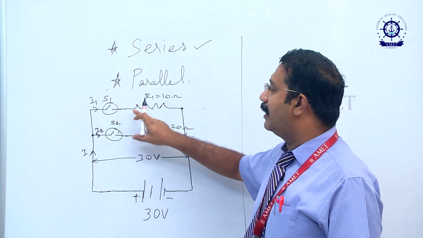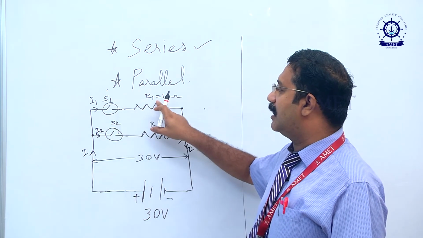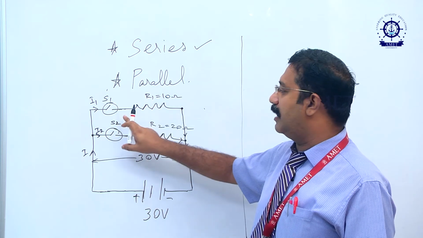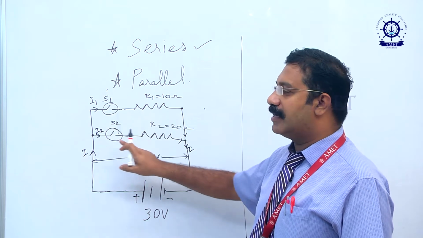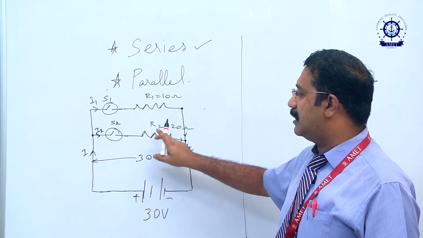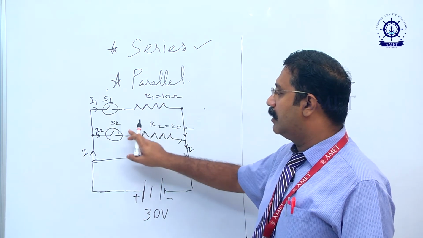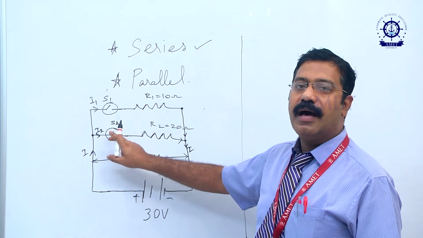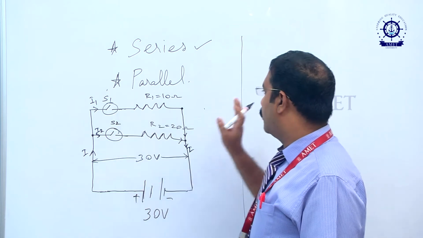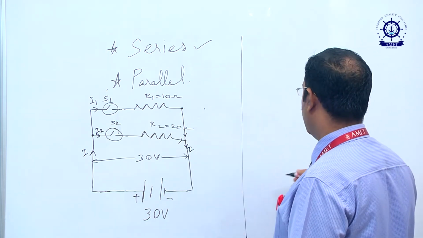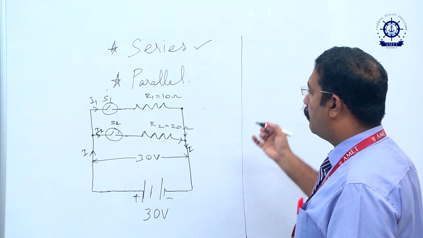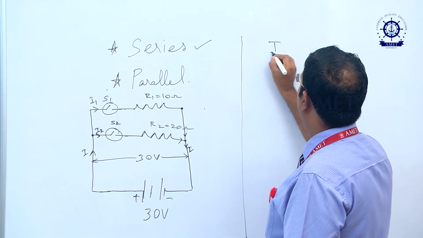If you have an ammeter connected in series with the load R1, then it will be measuring the I1 current. If you have an ammeter connected in series with the load R2, then it will be measuring the current I2. Okay, therefore there is a case, and we will see what will be the current.